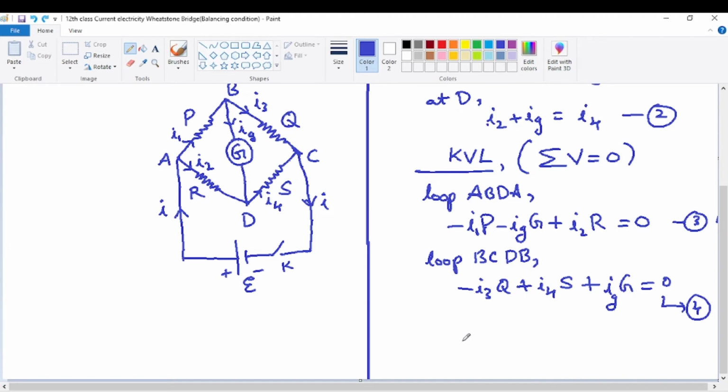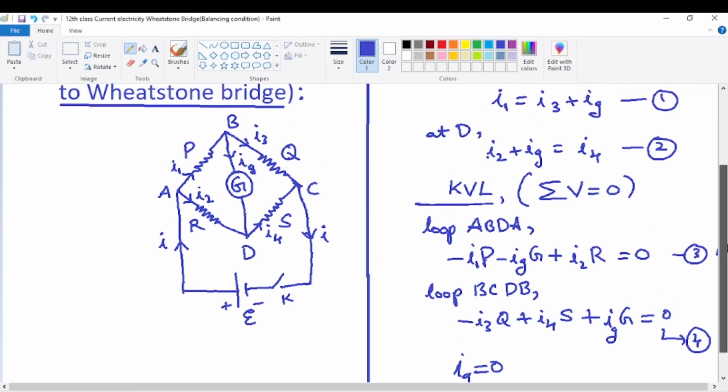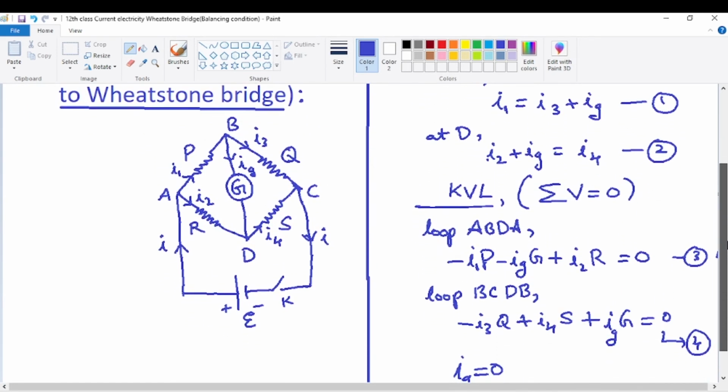So bridge is balanced means automatically current in the galvanometer will become zero. Once the current in the galvanometer becomes zero, the four equations will become very, very simple. Just see here what happens to the first equation. I1 is equal to I3 plus Ig. Ig becomes zero means what happens? I1 is equal to I3. And here also Ig becomes zero means I2 is equal to I4. So it's easy to understand. I1 is equal to I3.